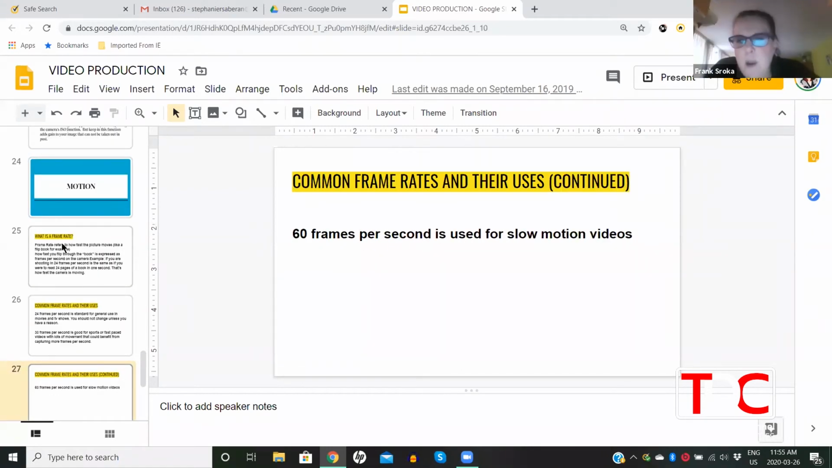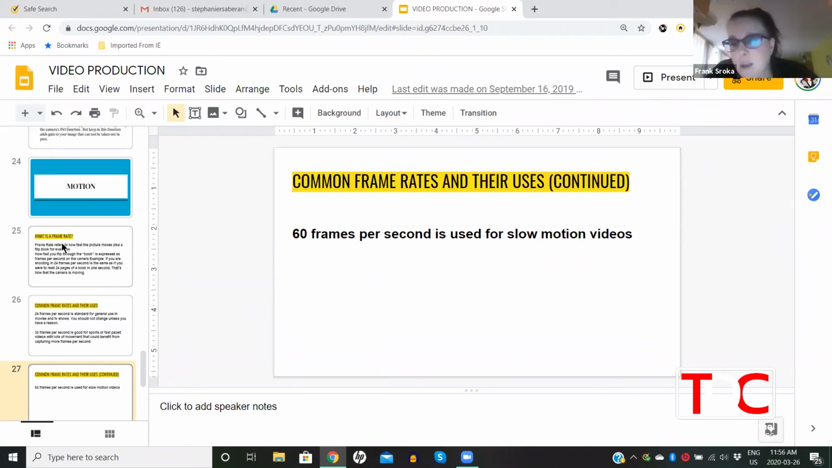Common frame rates and their uses: 60 frames per second is used for slow motion. You go from 30, which catches fast motion, and when you go higher, it actually makes it slow-mo. It goes the opposite direction when you go higher to 60. If you went any higher than that, you're not going to see anything. So 30 is for fast pace and 60 is for slow motion.